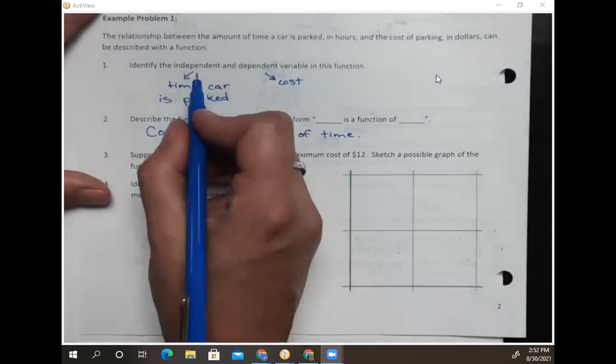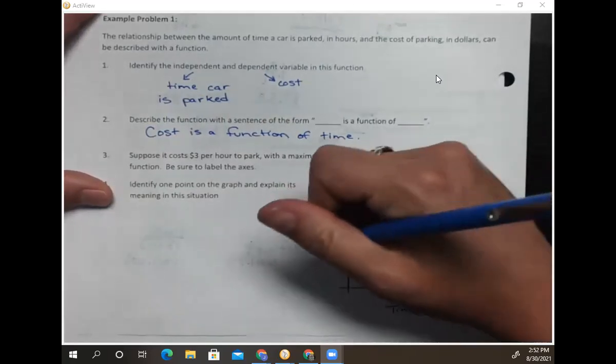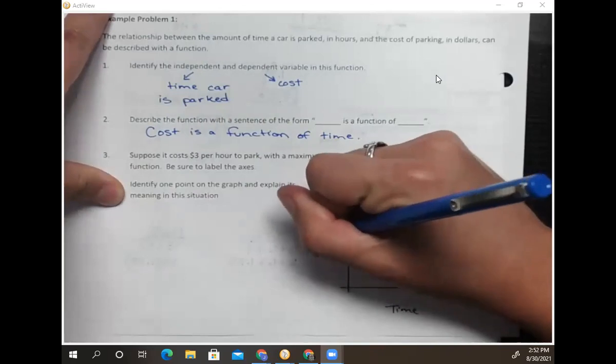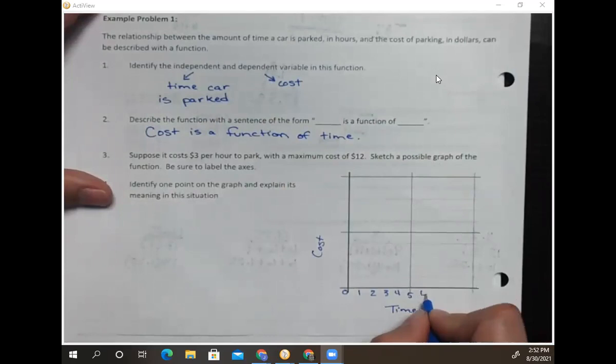Let's start by labeling our axes. So we said the independent variable is time, and the dependent variable is cost. So I'm going to label time on the x-axis and cost on the y. And then I know our grid lines are pretty faint here, but I'm going to go by ones. 1, 2, 3, 4, 5. That darker grid line towards the middle should be 5, 6, 7, 8, 9, 10.